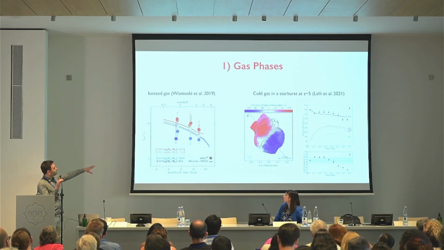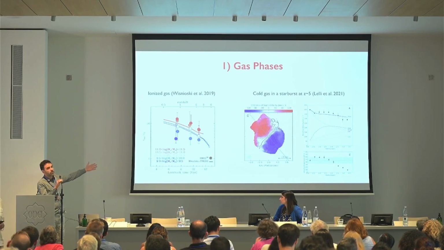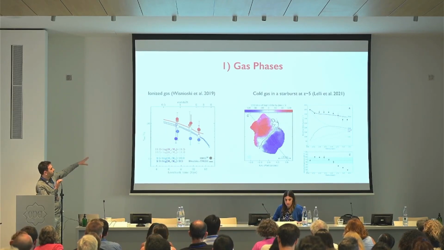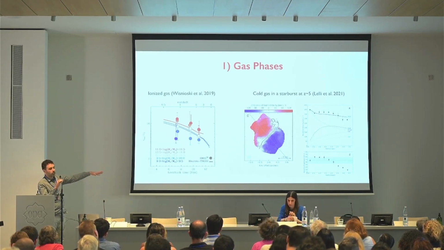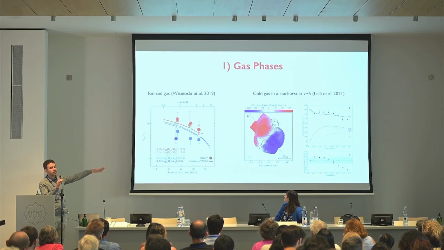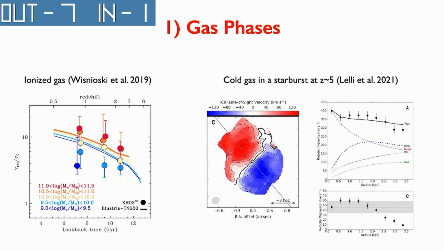This is from the KMOS 3D survey. On the left, you see that as you go to higher redshift, on the y-axis, V over sigma goes down. It goes from 10 in the local universe, thin, fast-rotating disks, to like 2 or 3 predicted at redshift 5 and 6. Or measured at redshift 2 and 3, V over sigma is around 4. So it's half of what we find in the local universe, or even less.